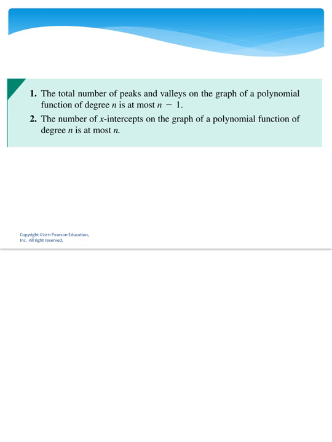The total number of peaks and valleys on the graph of a polynomial function of degree n is always going to be one less than the degree. And the number of x-intercepts on the graph of degree n is going to be at most n. So if it's x to the fourth, then the most number of x-intercepts that it can have is 4. In that case, the number of peaks and valleys would be 3.